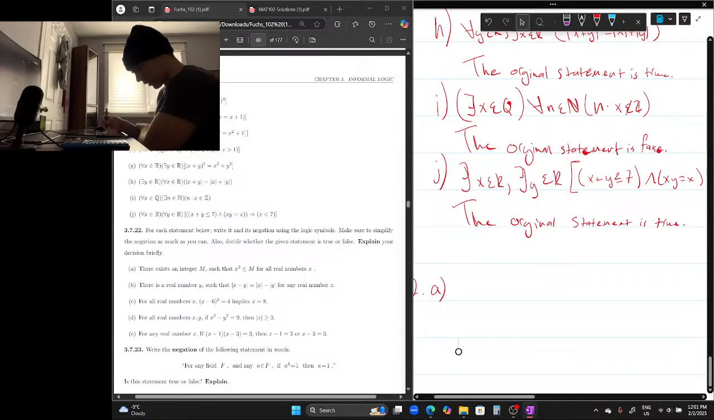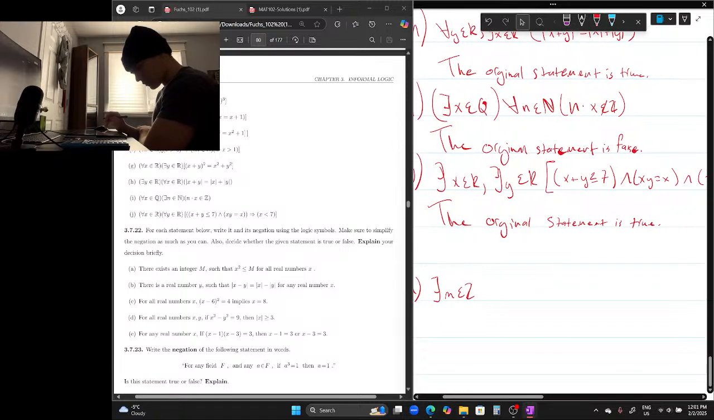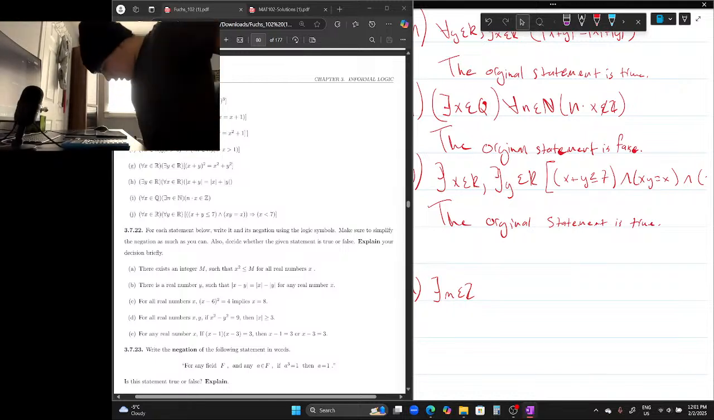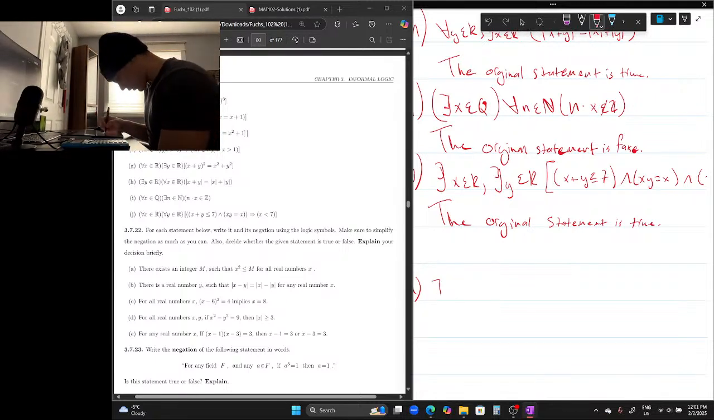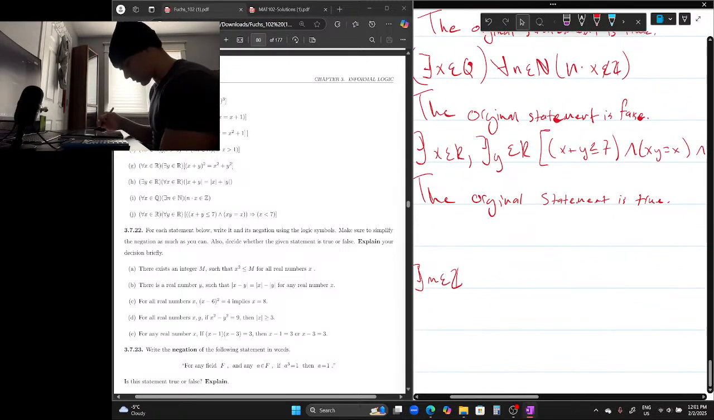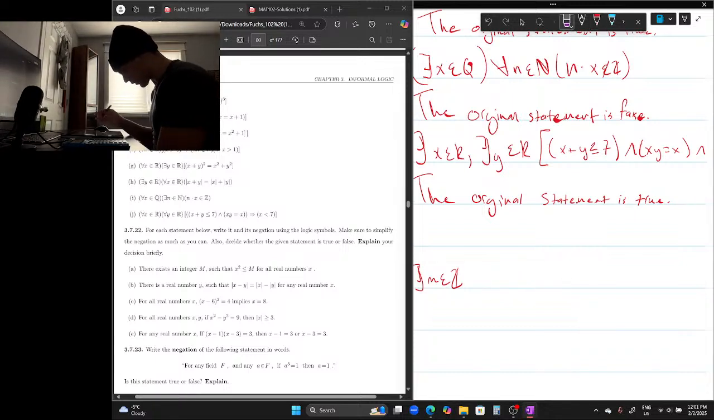There's an integer m such that. So okay, so there is an integer m. Oh, so yeah, okay. So again, this is the original, such that, again, just write a comma. Or s.t., I guess, works fine, short form.